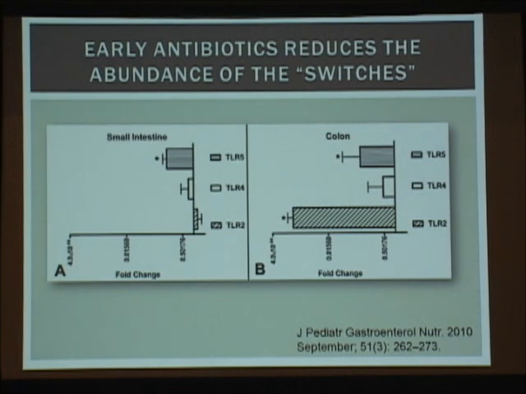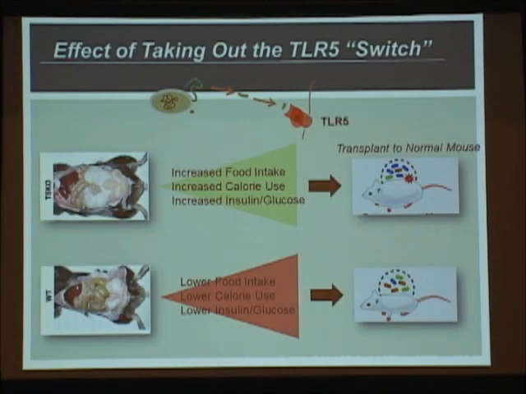Similarly, if you deny an animal colonization, you see an upregulation in these receptors, sort of like the host is seeking those signals that were missing, and those are present throughout the intestinal tract. And if you actually remove these switches, so in this case they're taking out TLR5, which senses the flagellin, that waggly tail that some bacteria make. If you take that out, these animals will actually have an obesity phenotype. They actually have increased food intake, increased calorie use, and increased insulin and glucose. They actually have an absent satiety response.